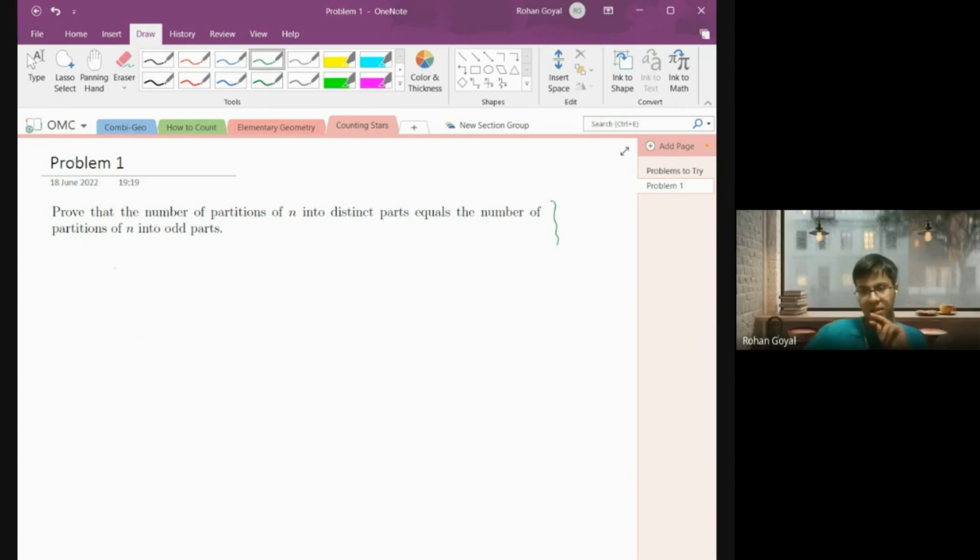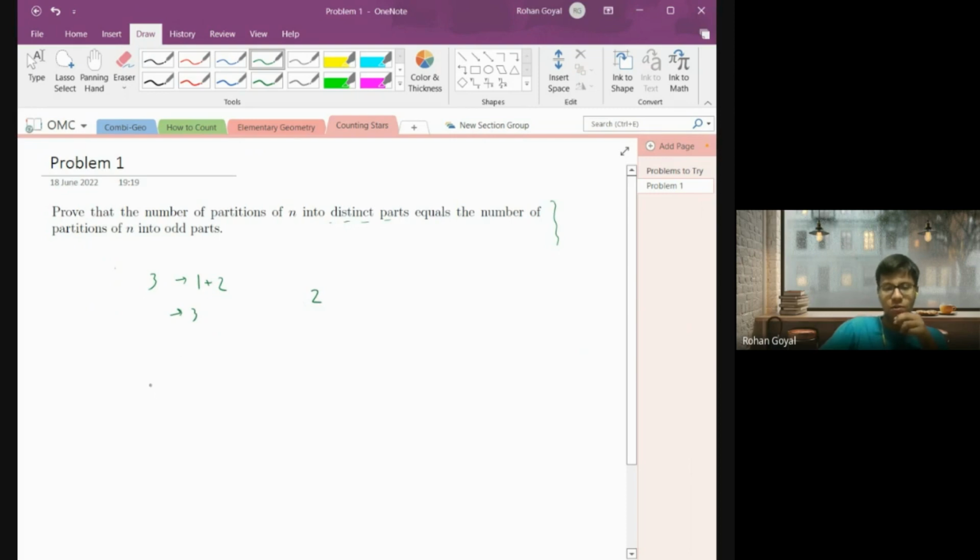So three people said that they thought about this problem. Okay, so I'll ask you guys to tell me your ideas based on the order in which you raised your hands. But first, I'll just explain the problem to everyone. The problem is asking you to prove that the number of partitions of n into distinct parts, so like 3, divided into some parts, that can be 1 plus 2 or just 3. So there are two different partitions.